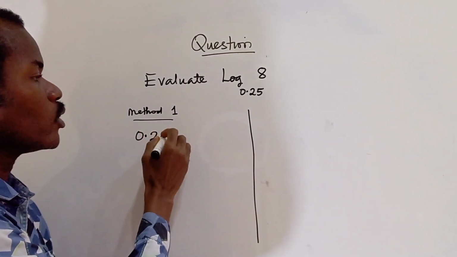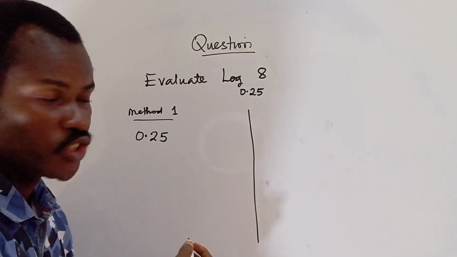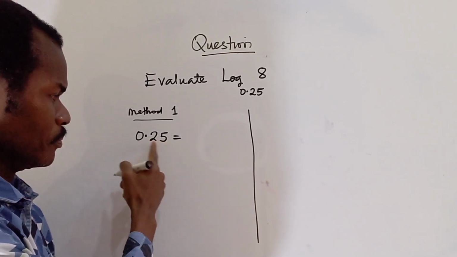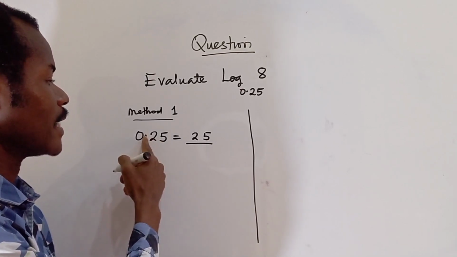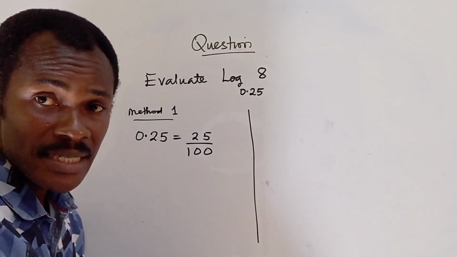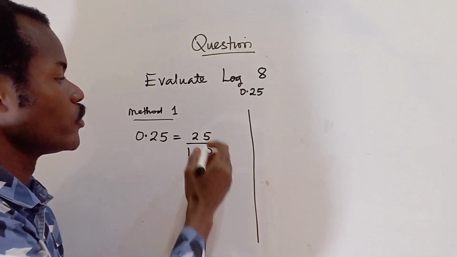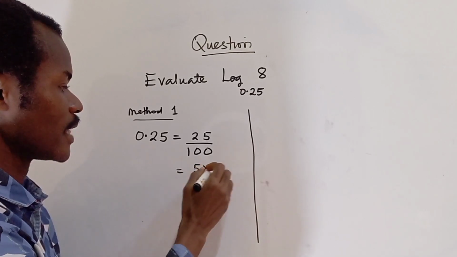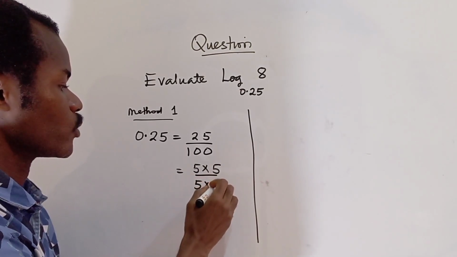Now I want to change this decimal to a fraction. Decimals can be changed into a fraction. So I have this as 25 divided by 100. Now the point here means 1, so this and this will represent 0 and 0. So that is how easy it is to change the decimal to a fraction. Now I can further reduce this. Now this 25 means 5 times 5, and 100 means we have 5 times 20.